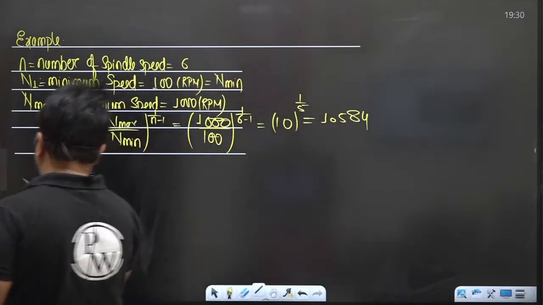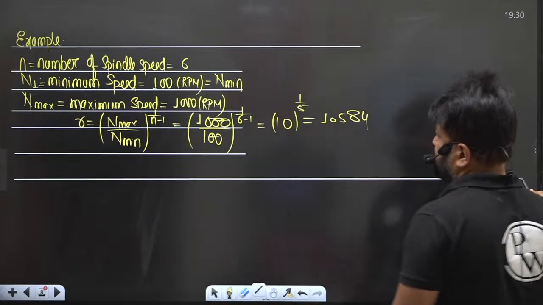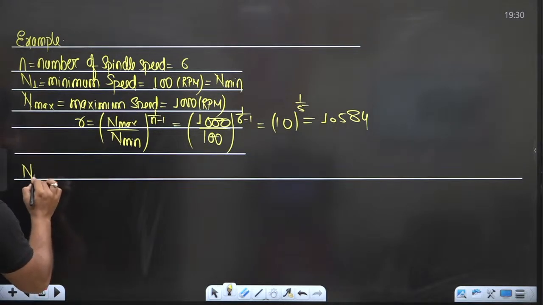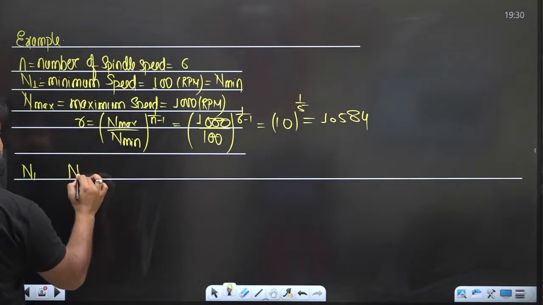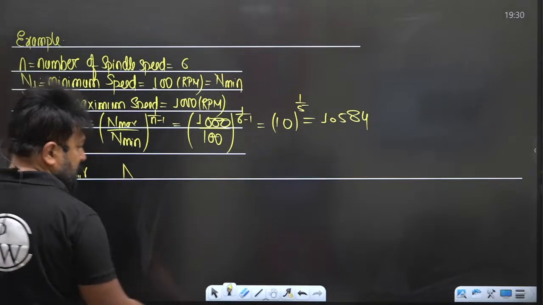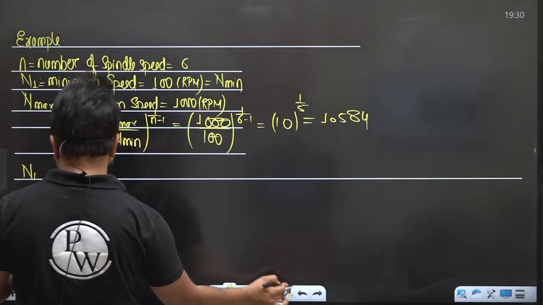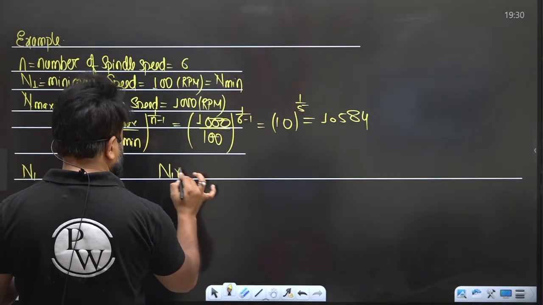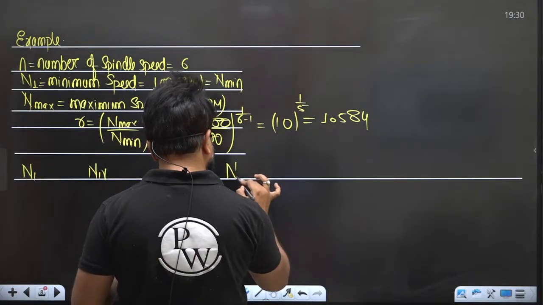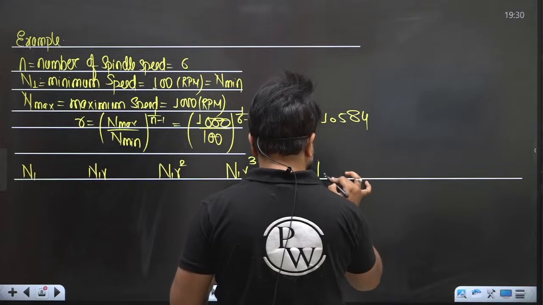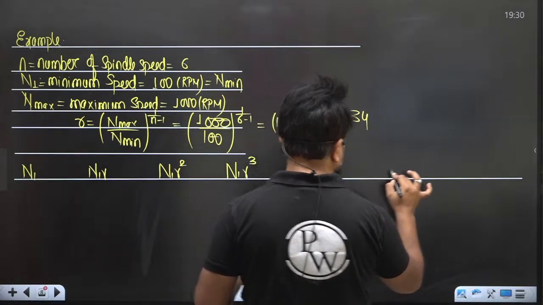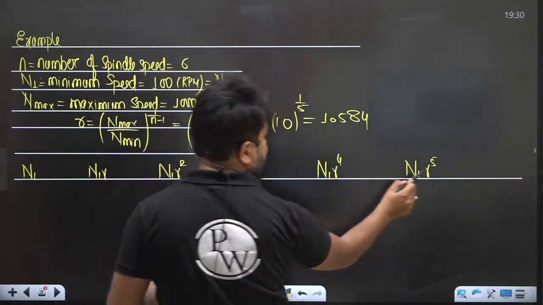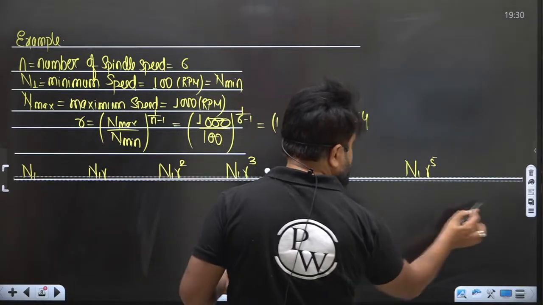Now, according to this, the minimum speed which I am going to take here is N1. Next is N1R, then N1R square, N1R cube, N1R4, N1R5. That is 1, 2, 3, 4, 5, 6. See here.